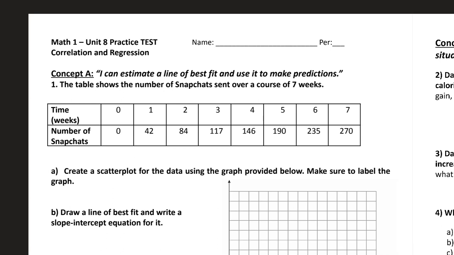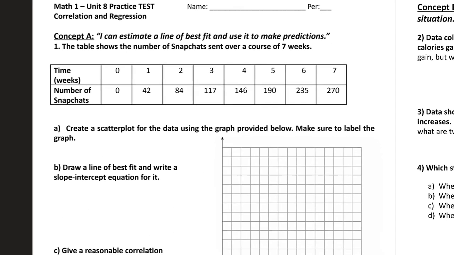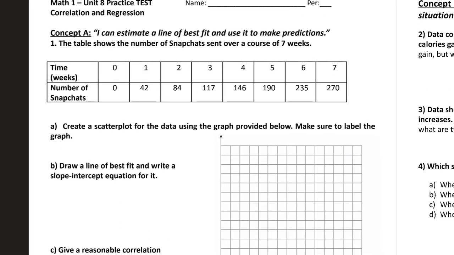All right, here's a video for the Unit 8 practice test for correlation and regression. So concept A, I can estimate a line of best fit and use it to make predictions. So we have a table that represents the number of snapshots sent over the course of 7 weeks.